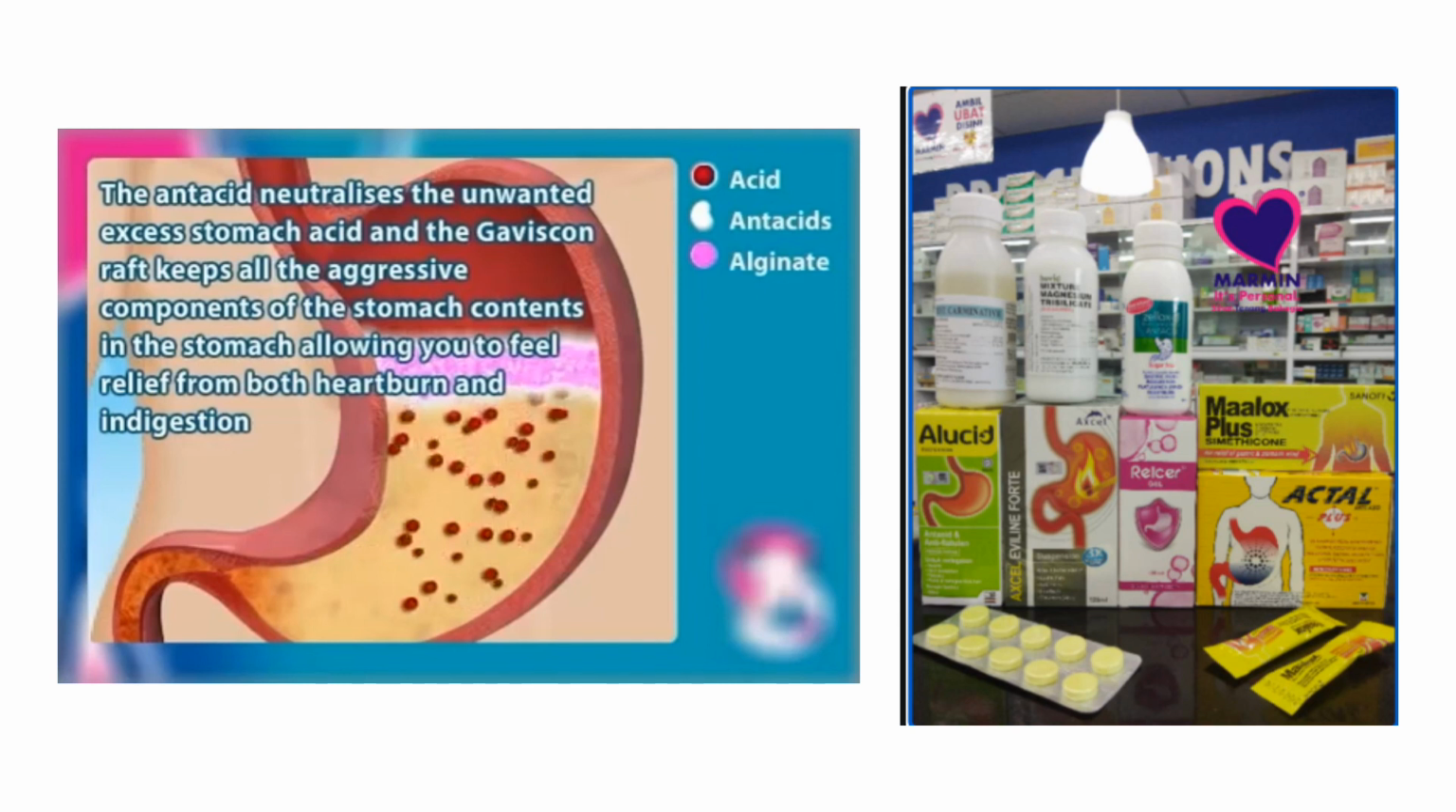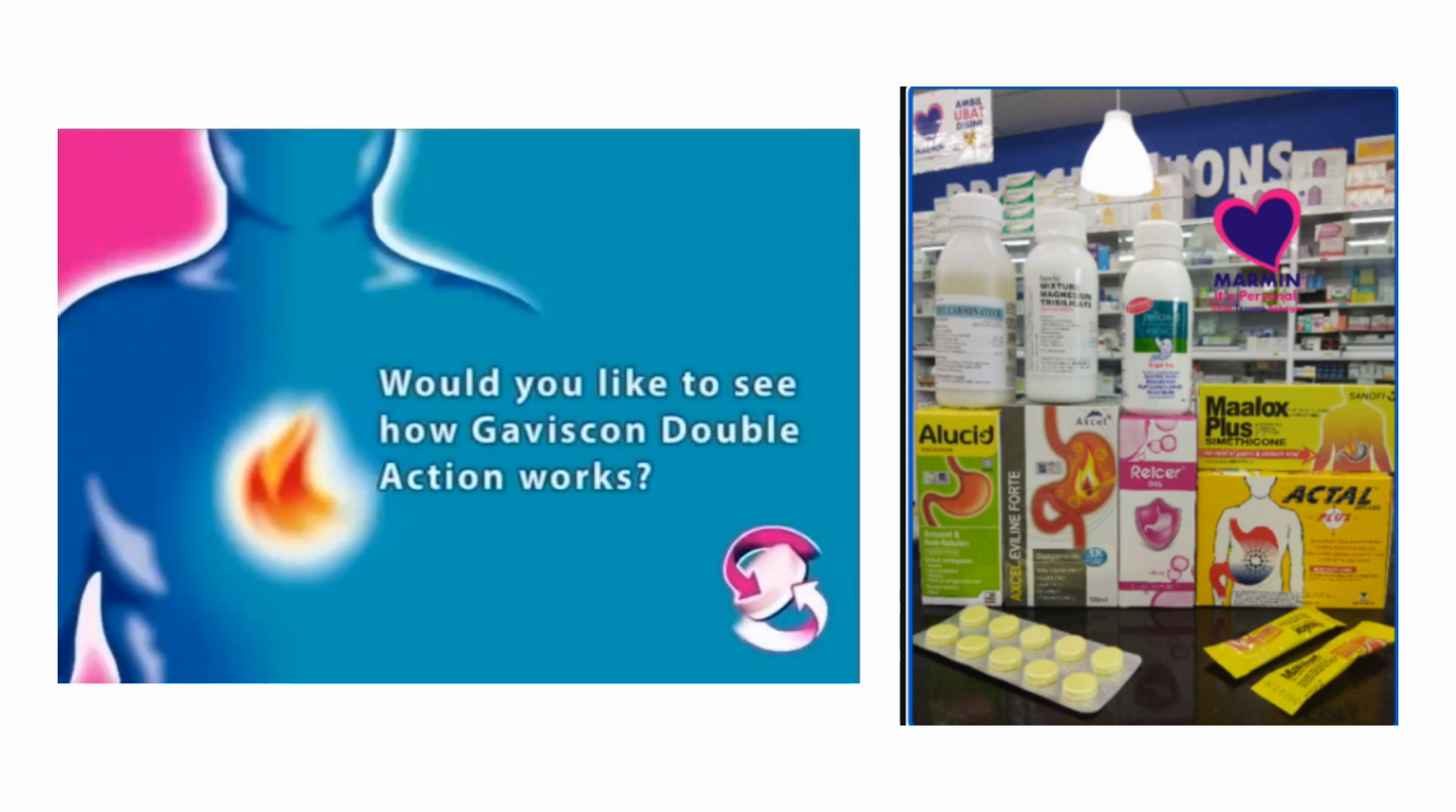So you can see that, yes, excess acid can move backwards. As you can see here for Gaviscon, there are two modes of action. It actually makes a protection layer, to prevent the reflux.